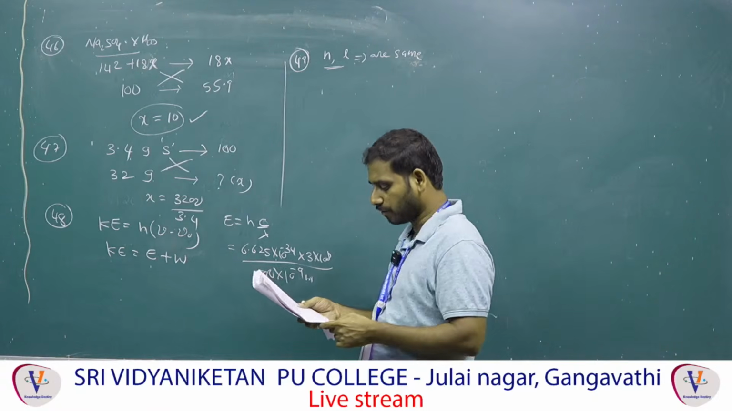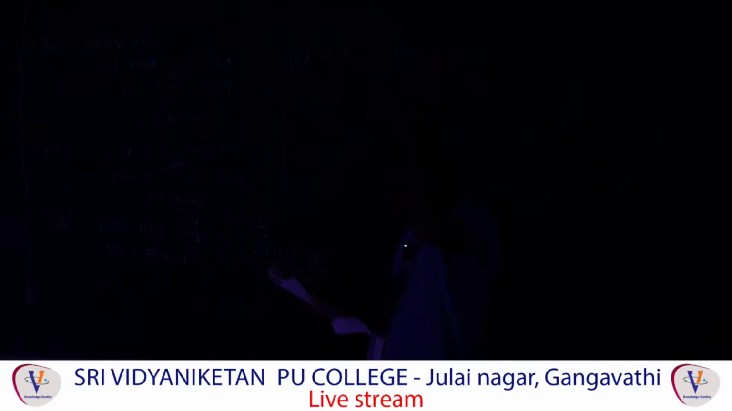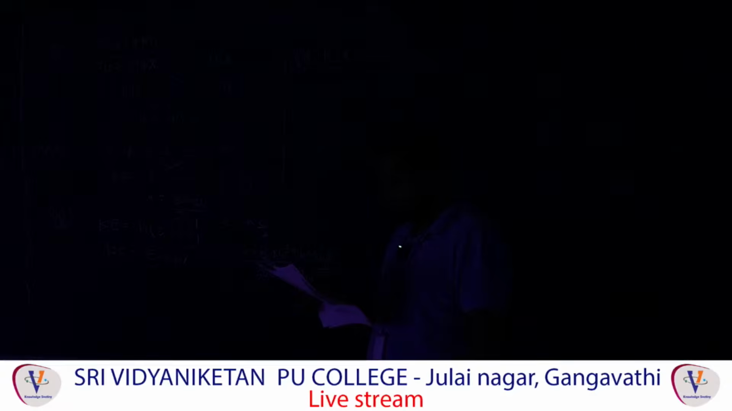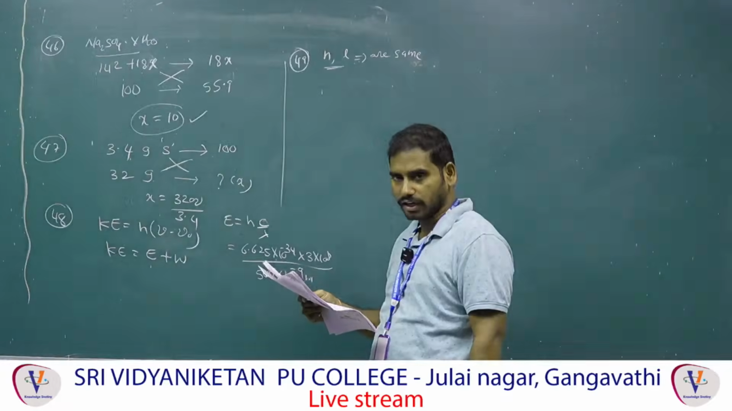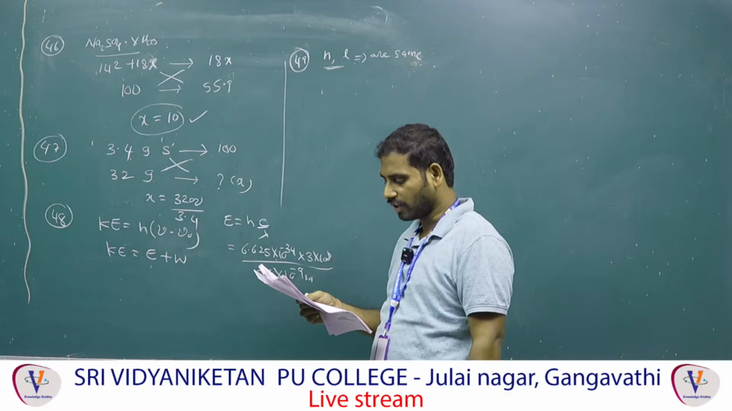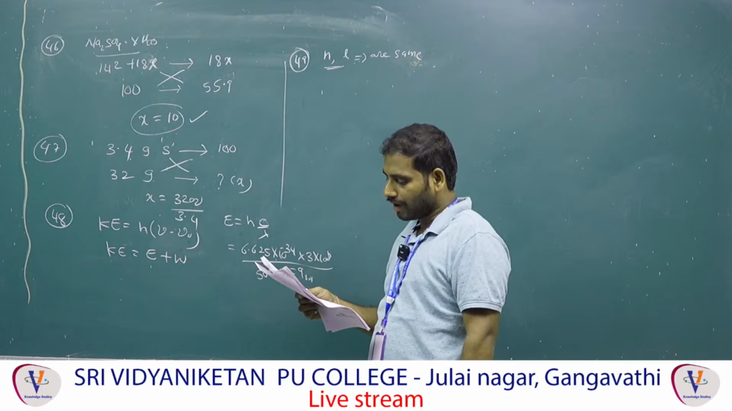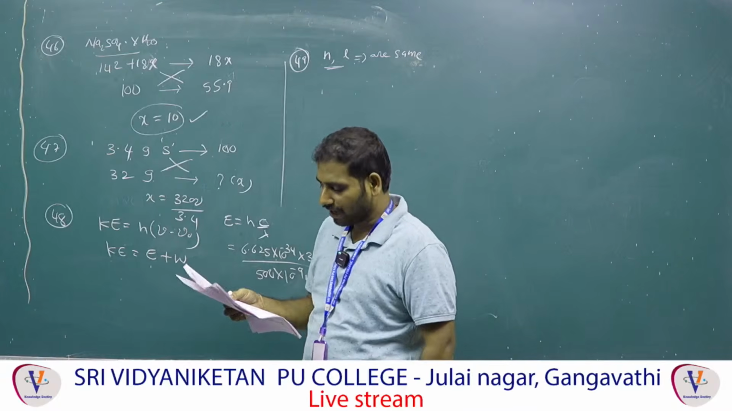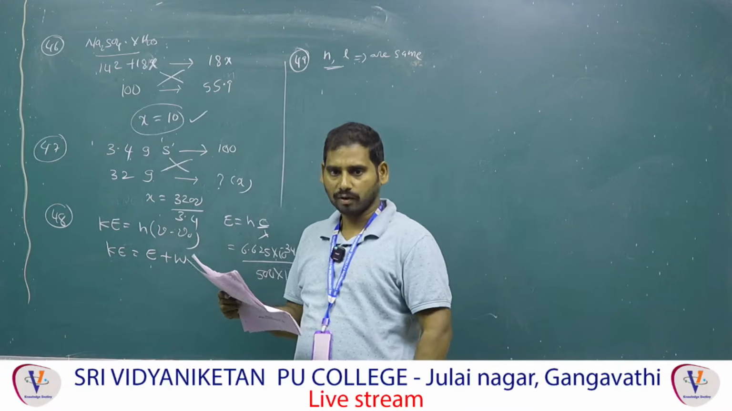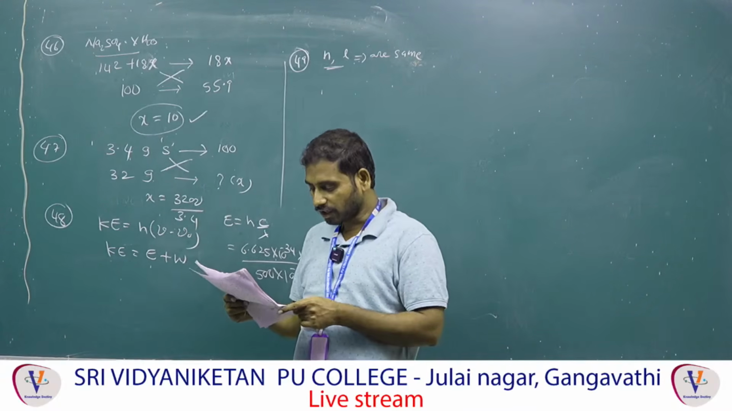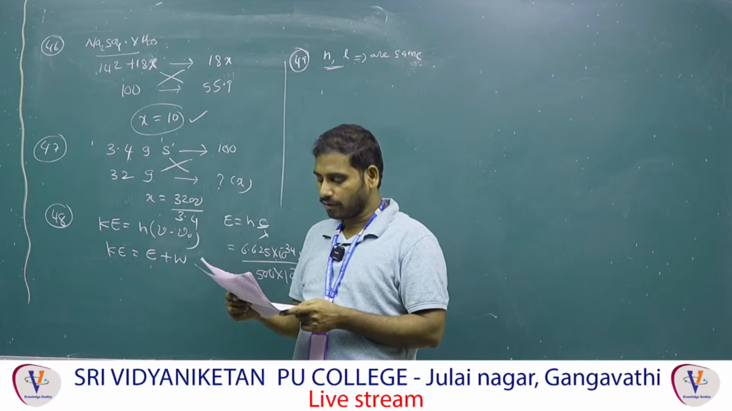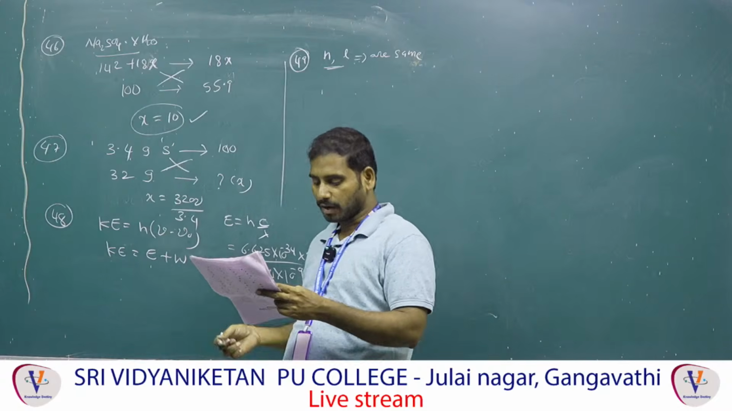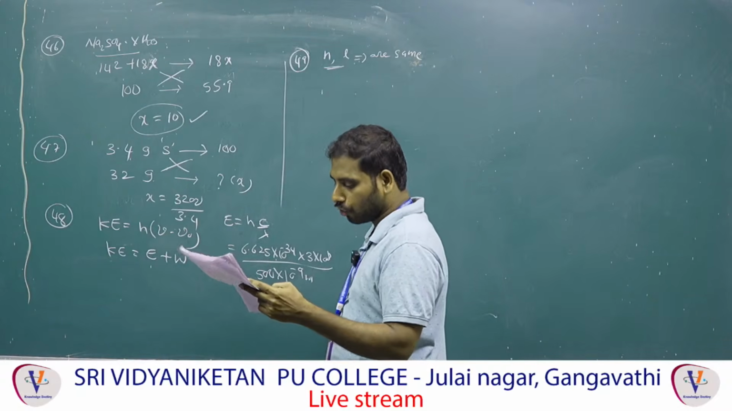Observe the first option, A: n value 3, l value 1, that means 3p; n value 3, l value 2, that is 3d. The n value is the same, but the l values are different. So the first option is wrong. Second option: n value 3, l value 2, that means 3d, and again n value 3, l value 2. Both are the same. That means option B is correct, so option D is wrong. So the answer is only B.